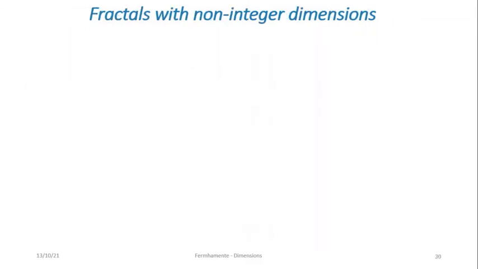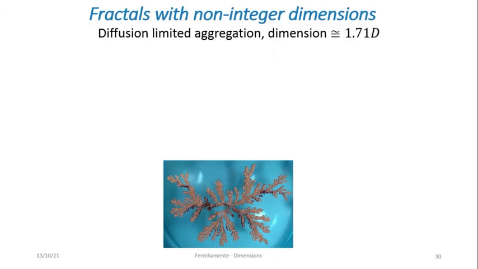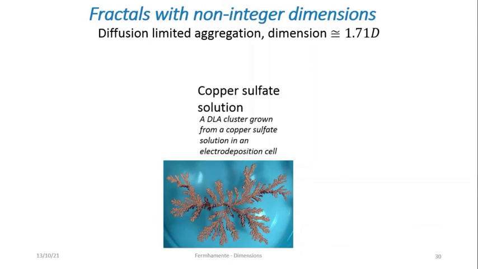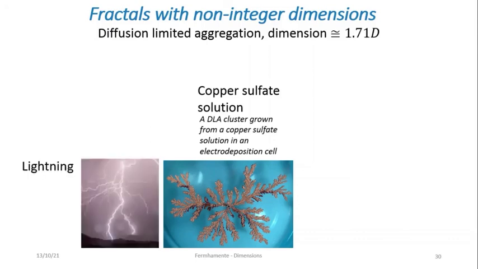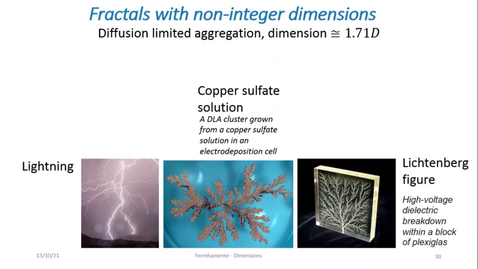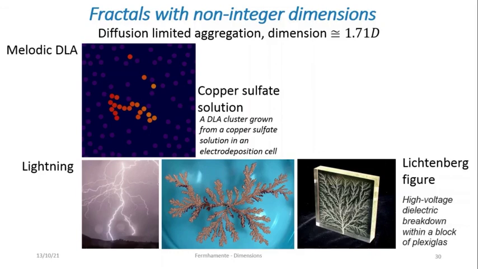Now, Simone has also introduced you to fractals with non-integer dimensions. An example for this is diffusion-limited aggregation with a dimension of roughly about 1.71. In the image here, we can see a copper sulfate solution which builds a DLA cluster as it is put in an electrodeposition cell. Another example is lightning, or the Lichtenberg figure, where we have a high voltage dielectric breakdown within a block of plexiglass. Now, in music, we can also sonify this diffusion limited aggregation.